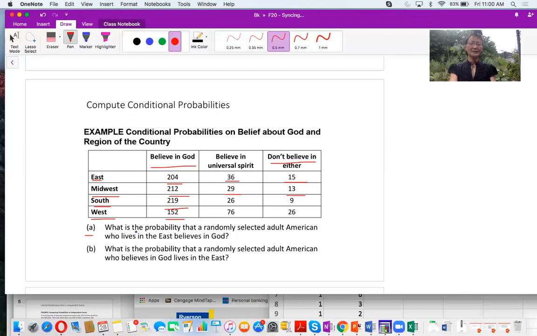Now, question A: what is the probability that a randomly selected adult who lives in the East believes in God? This is the question. The question asks, what is the probability of believing in God under the condition that people are from the East?